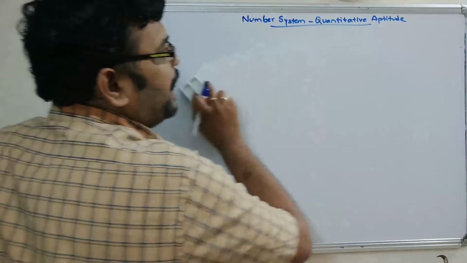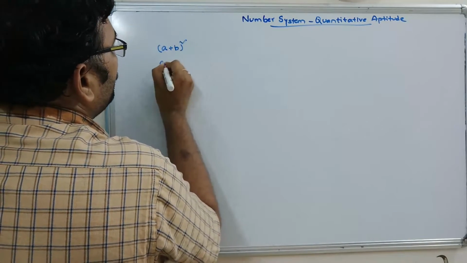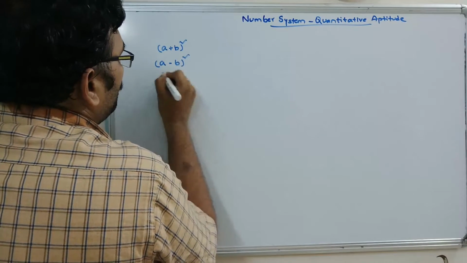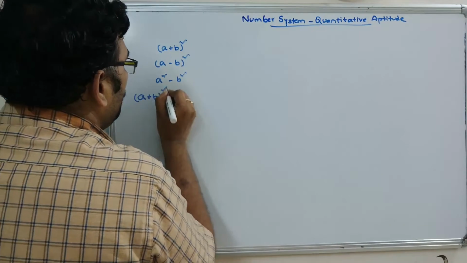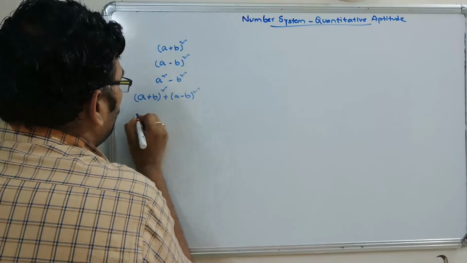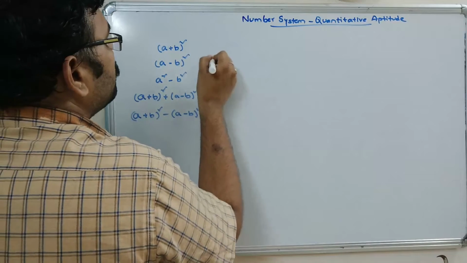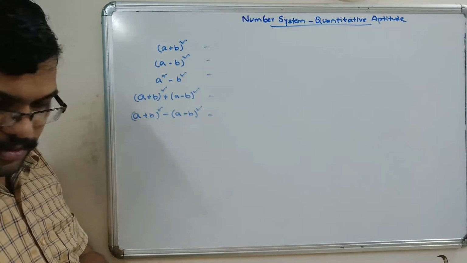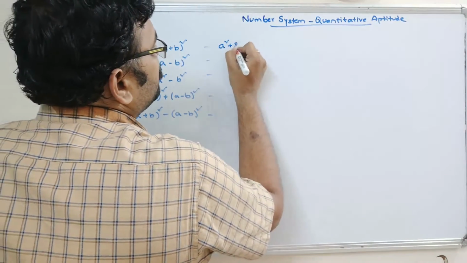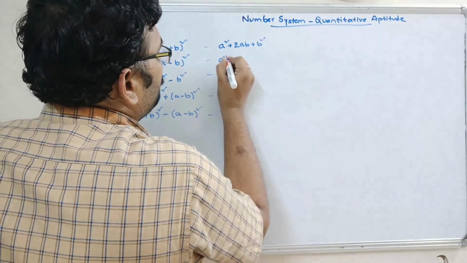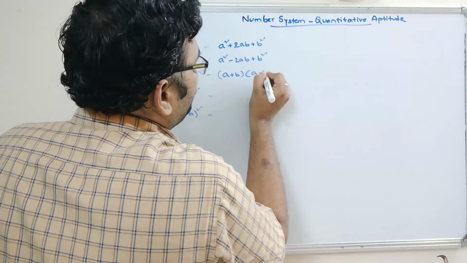So coming to the basic mathematical formulas, you know all those things: a plus b whole square, a minus b whole square, a square minus b square. So a plus b whole square plus a minus b whole square, a plus b whole square minus a minus b whole square, right? All this I think you know. I will write it just for reference. It is nothing but a square plus 2ab plus b square, a square minus 2ab plus b square, a plus b into a minus b.